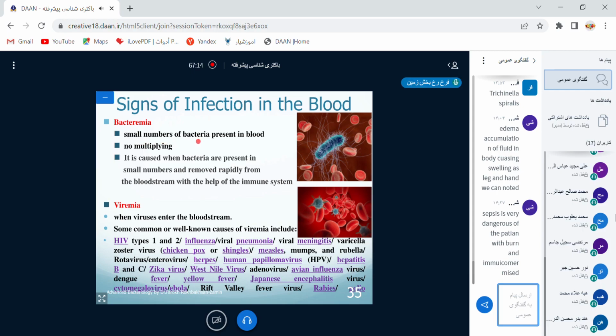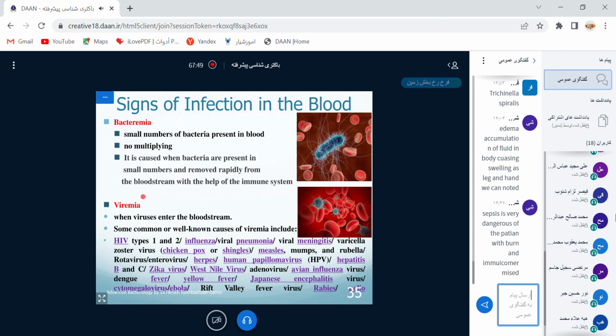Small numbers of bacteria are present in the blood, with no multiplying because they are low in number and very soon are killed by the immune system. They don't have a chance for multiplication. It is caused when bacteria are present in small numbers and removed rapidly from the bloodstream with the help of the immune system.